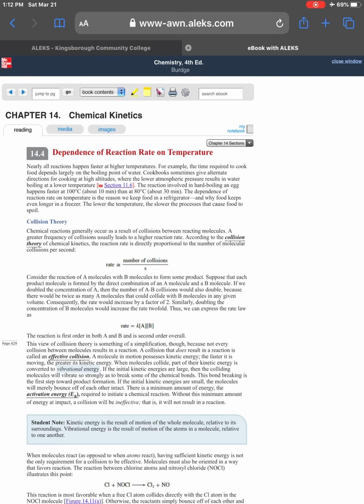Section 14.4, Dependence of Reaction Rate on Temperature. So now we're going to look at the effect of temperature on the speed of a reaction. Nearly all reactions happen faster at higher temperatures.